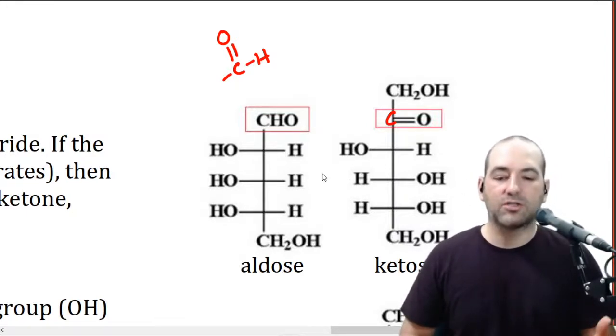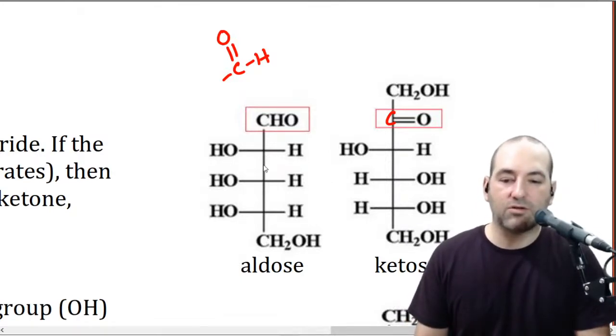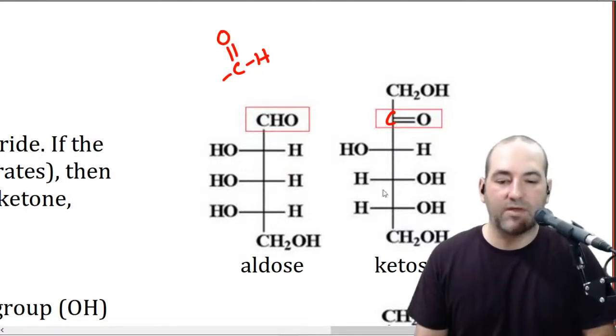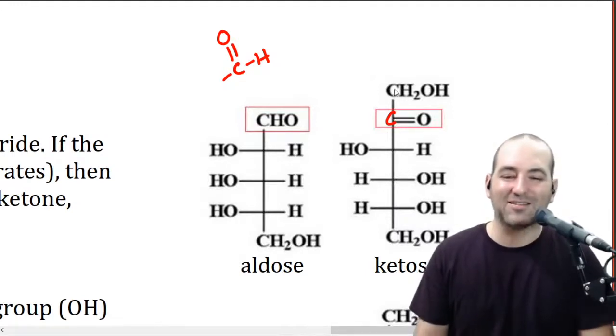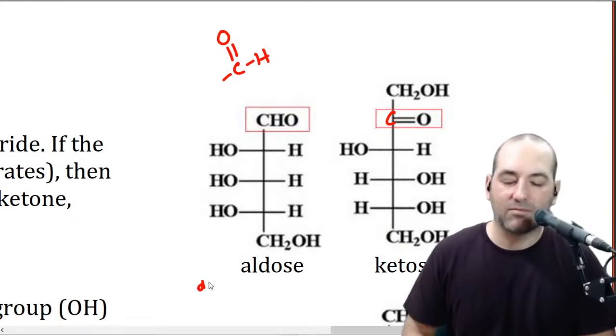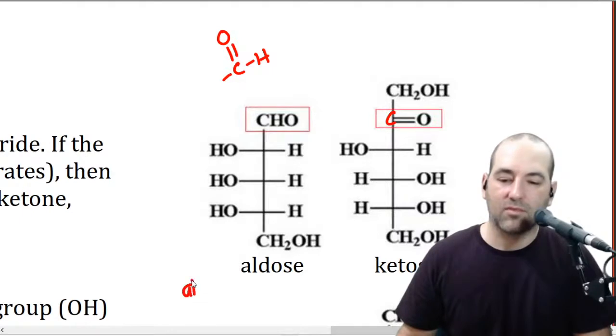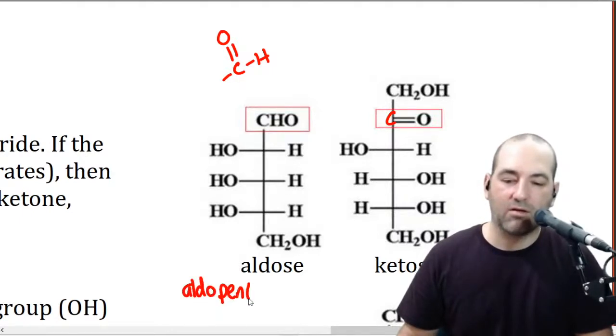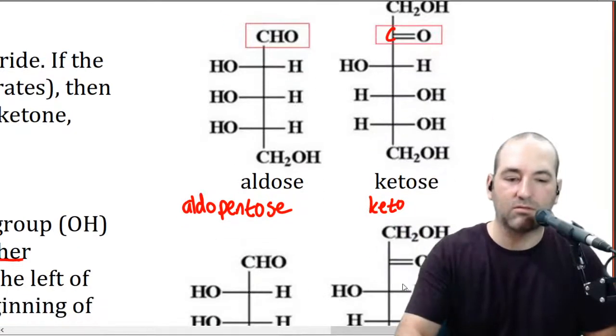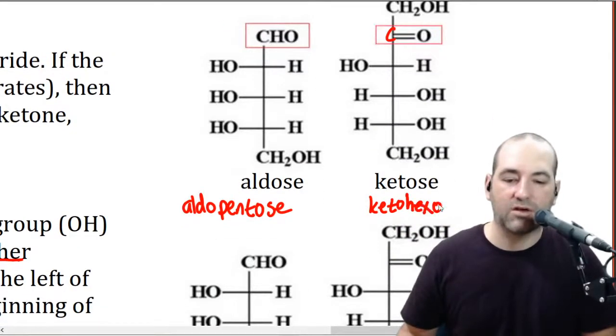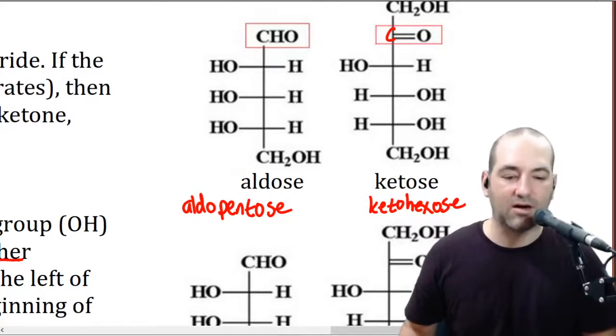The other way that sugars are classified is by the number of carbons. This one on the left has 1, 2, 3, 4, 5 carbons. This one on the right has 1, 2, 3, 4, 5, 6 carbons. So this one has 5 carbons, this one has 6 carbons. So this one could be called an aldopentose for having 5 carbons, and this one could be called a ketohexose for having a ketone and 6 carbons.